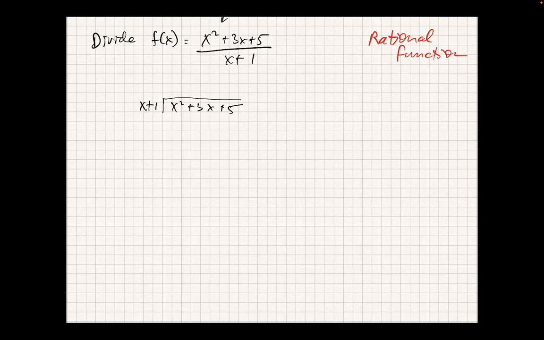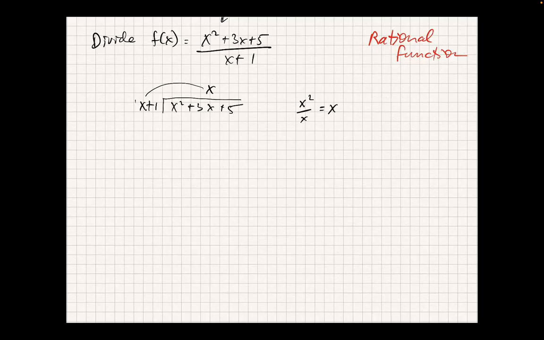And then what's my first step, Baron? x squared divided by x. x squared over x goes on top, because this is the first term divided by the first term. Then I get x left over. Where does the x go? Over the 3x, because this is reserved for my x terms. This is my x term column. And then what do I do on my paper? Multiply this by x. So you get x squared plus x.